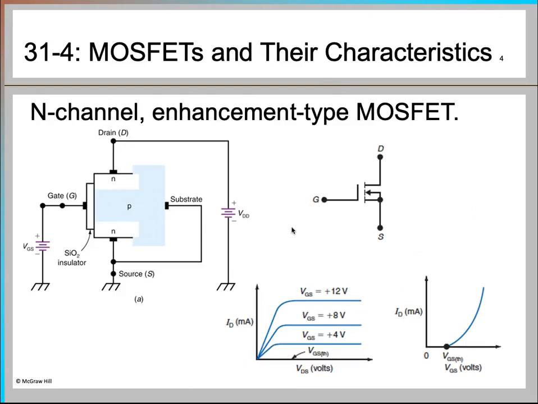Whereas in the enhancement type, if your VGS is zero, then your drain current is going to be zero. When your gate voltage is zero, in this particular type, there will be no drain current. And that's why this is called a normally off device. Due to that reason, you see these broken lines in this symbol. So always remember, when you see the broken line, that means that's your enhancement type. And when you see the solid lines, that's your depletion type.